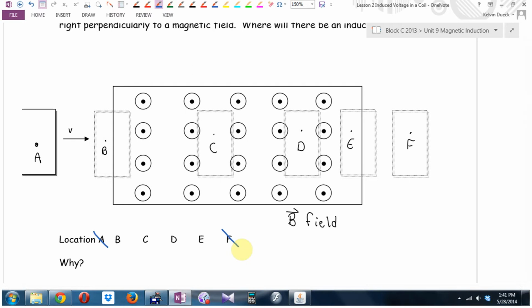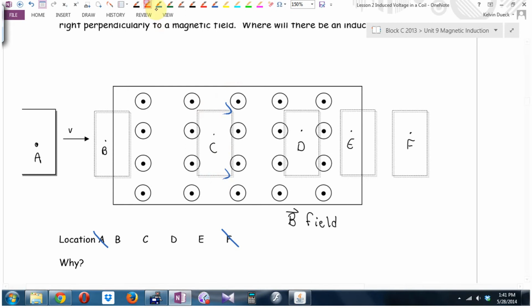Let's look at location C. I think, first of all, location C and location D really are the same. They both are totally inside the magnetic field. They're both moving to the right. So, first of all, we can ignore that and that, don't write this down, because these are moving parallel to the direction of the length, so we're not going to have any voltage induced there.